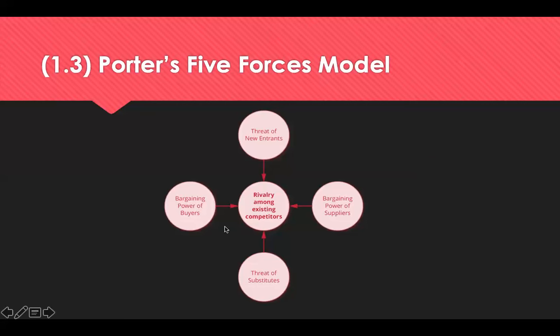And then the bargaining power of the buyers on the left-hand side is an almost perfect competition situation. The products and services on offer here are very similar or the same, so you've got a lot of choice.